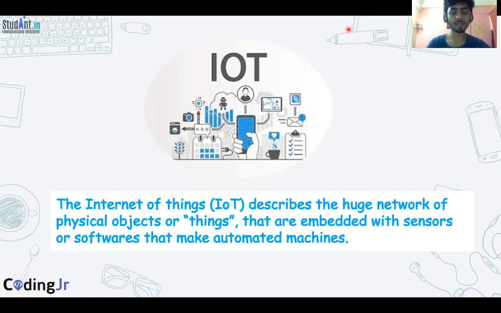So how are these objects in the IoT? Those objects are embedded with sensors or software. So what is meant by embedded? Embedded is nothing but fixing a small hardware or software into any object, which is not a real original part of that object.